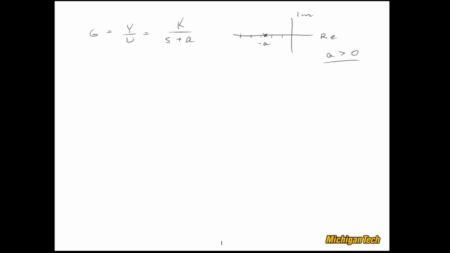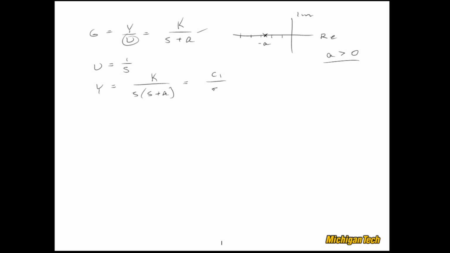Well, let's play around with it some more. Let's go ahead and let the input be a unit step, 1 over s. So we could solve for y, which would now be k over s plus a, when we bring this u over to here. And now I could go ahead and solve it.